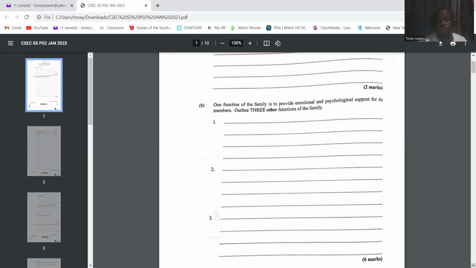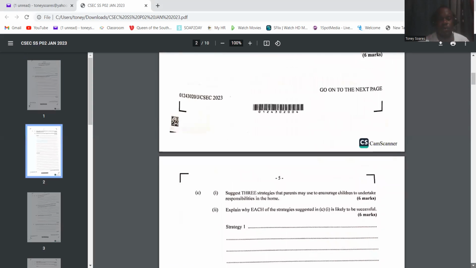One function of the family other than emotional and psychological support is procreation. This is having babies for the continuation of the human race. Another function of the family is socialization. This is teaching its members how to function in society and to become good citizens. Another function of the family is an economic unit. This is providing for the basic needs of each member, which usually involves the provision of money. Very good. So far, so good.